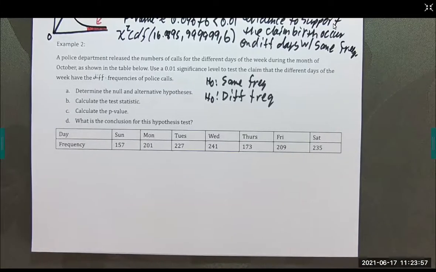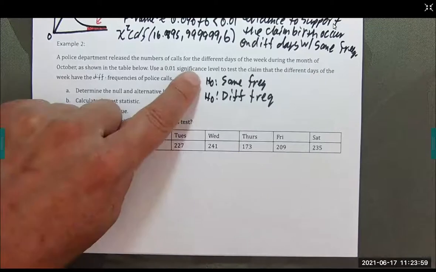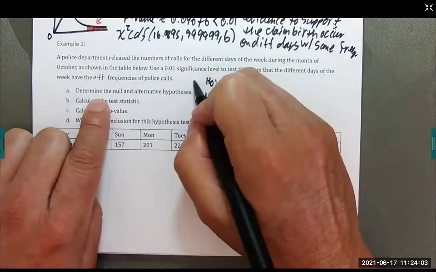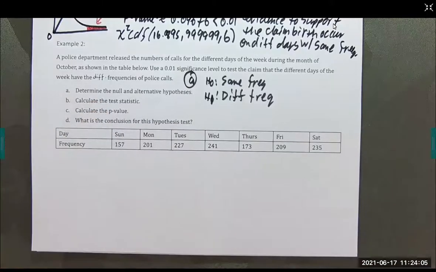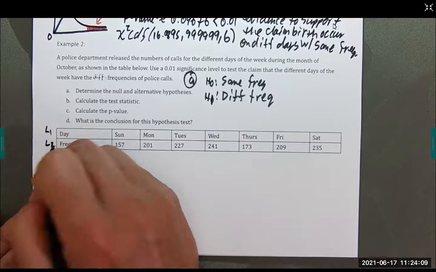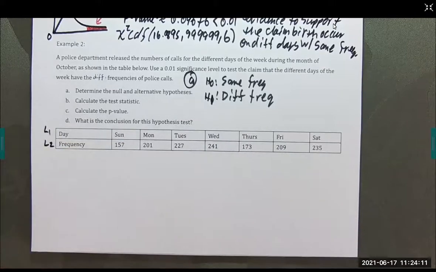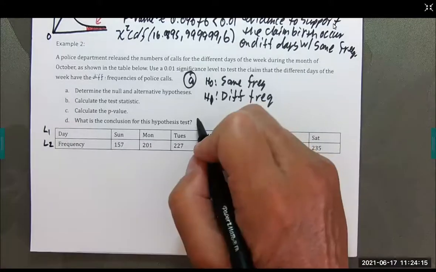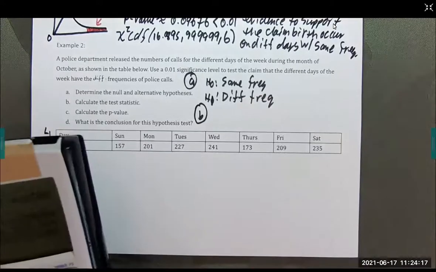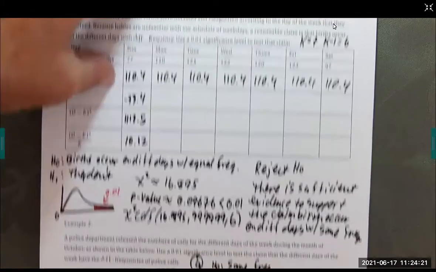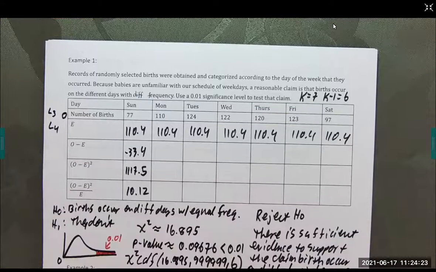All right, so this is part A here. Calculate the test statistic. I have put this into list 1 and this one into list 2 into my calculator. You may need to take a minute and pause the video to do that. So part B, I'm going to use the faster way. If you can't do the faster way, you'll have to set up a table like this again to help you organize your thoughts.